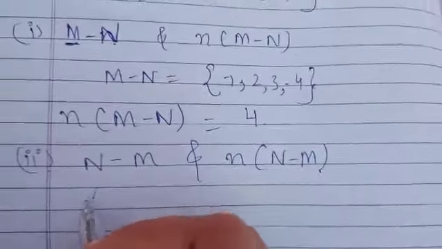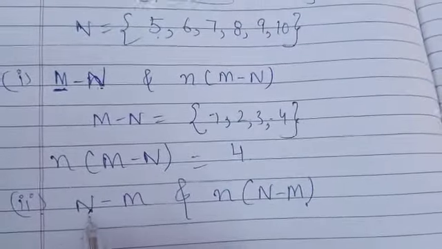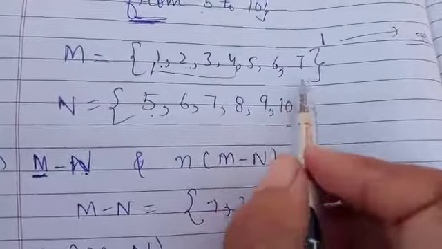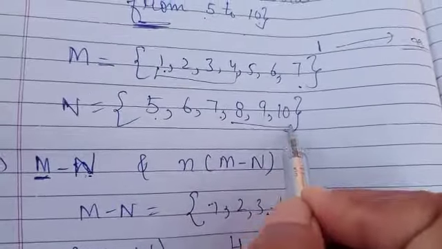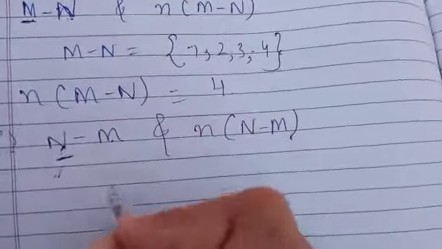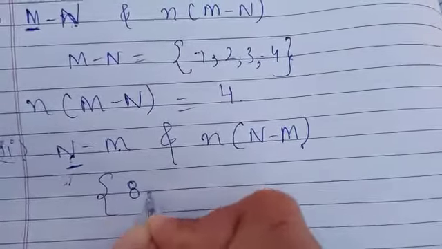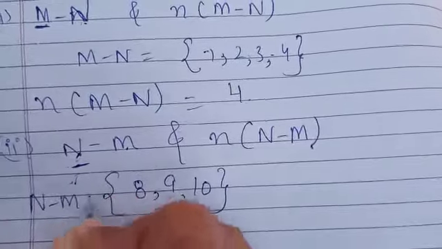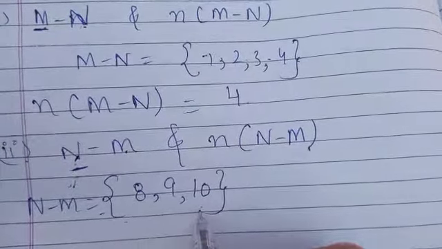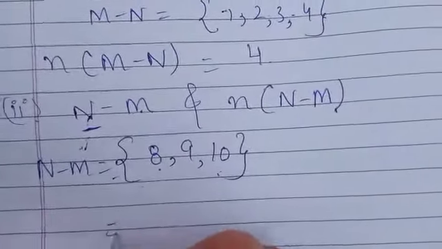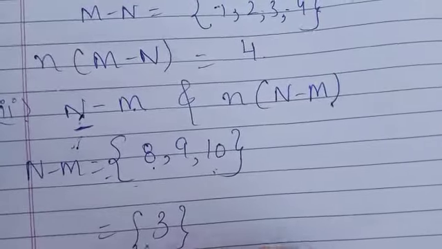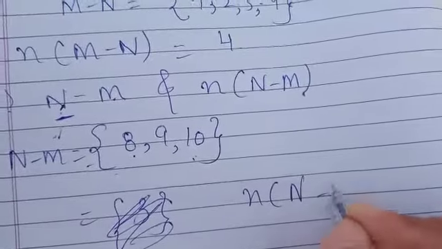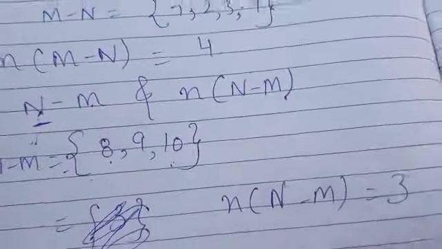So we will write the numbers of n which are not common to m. That will be up to 7, which is already going, then 8 9 10. So we will write it 8 9 10. Okay, so its cardinal number will be 1 2 3. How many numbers are these? 3 elements. You can directly write 3. n of n minus m is equal to 3.